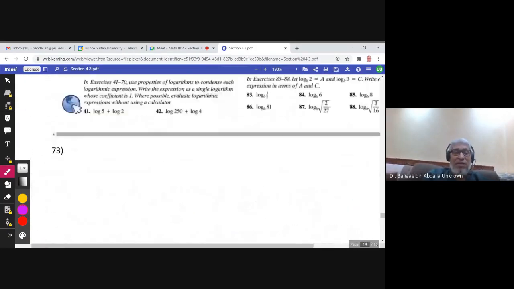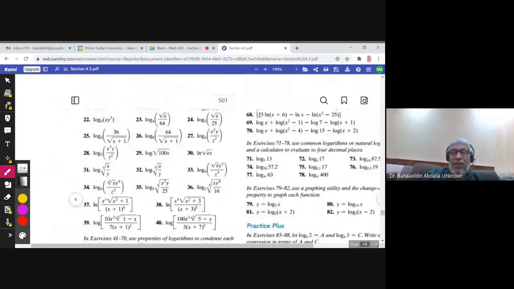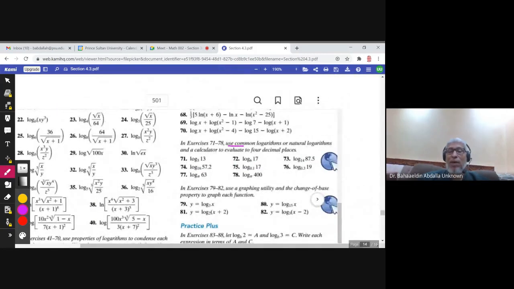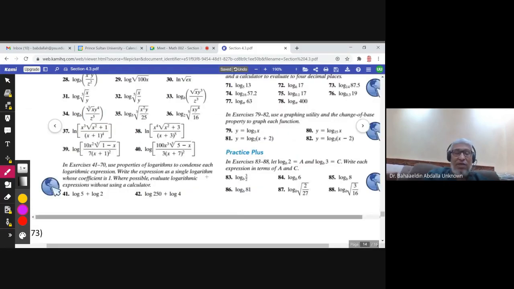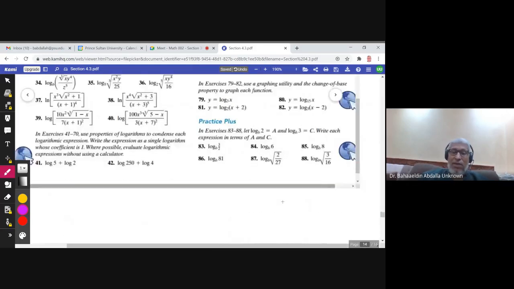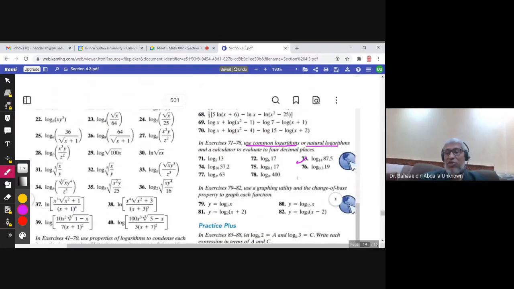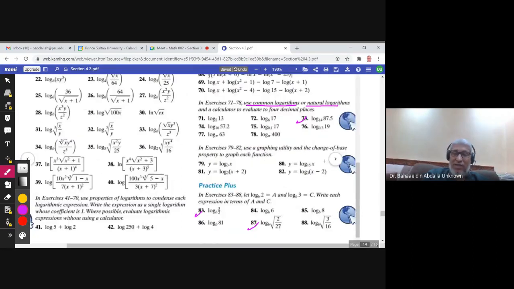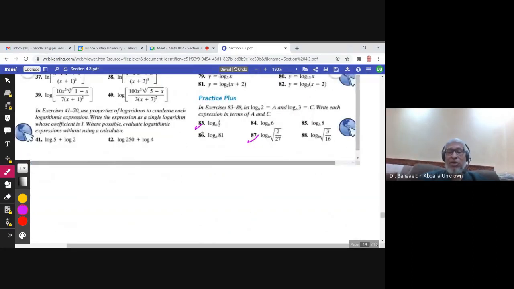Now some exercises. 73: here the questions say use common logarithms or natural. It is up to you, you can choose, and use the calculator to evaluate these questions. We need 73, 83, and 87. Well, 73 is using the change of base formula. You can write it as ln 87.5 over ln 14. That's easy. Let us see what the other questions are about.